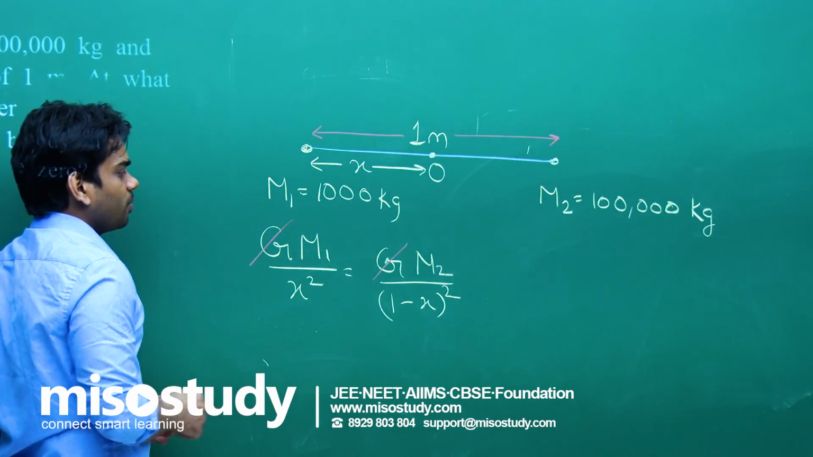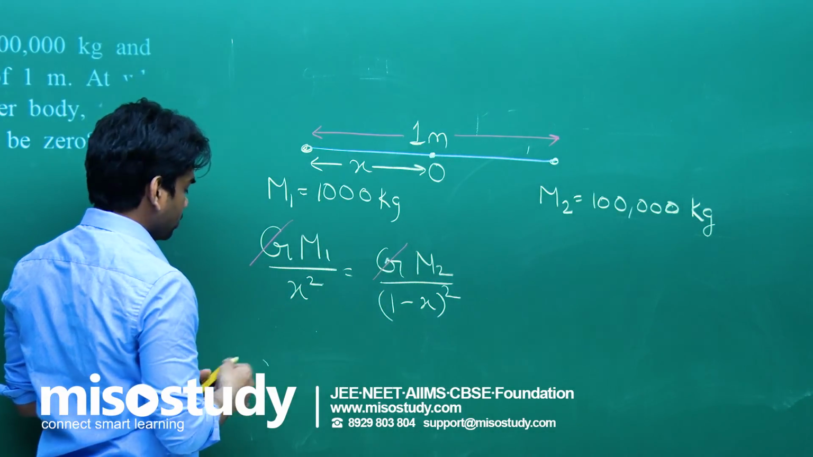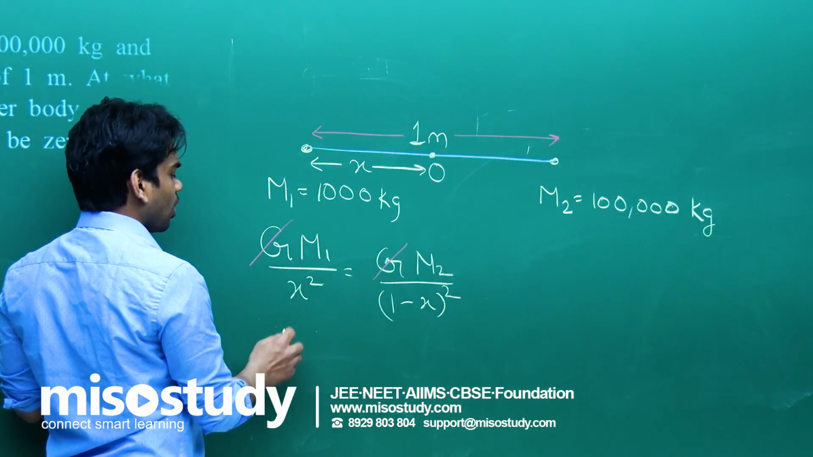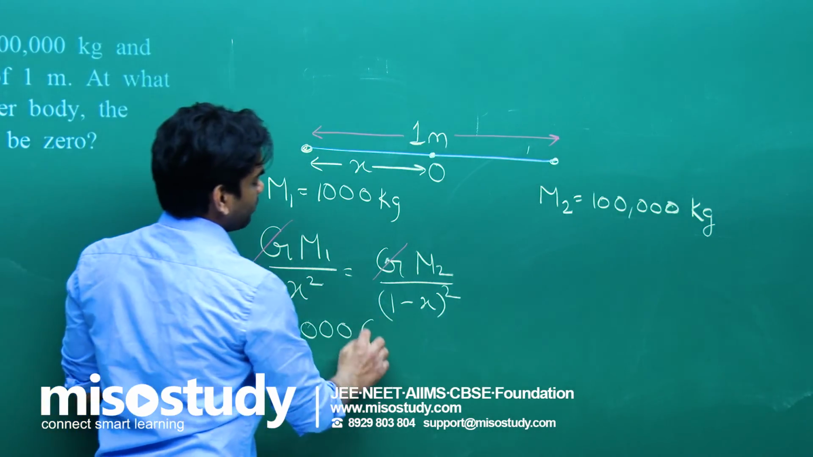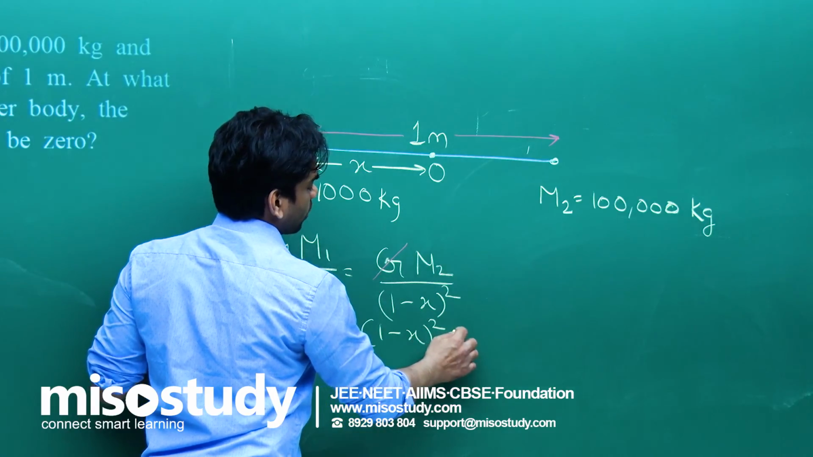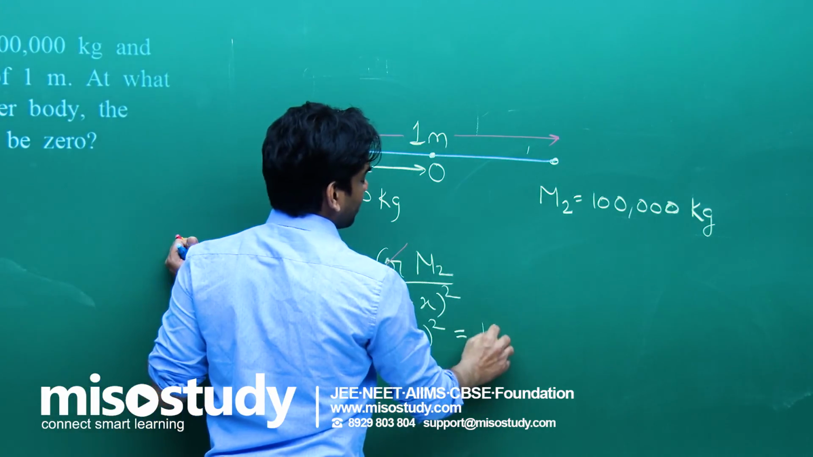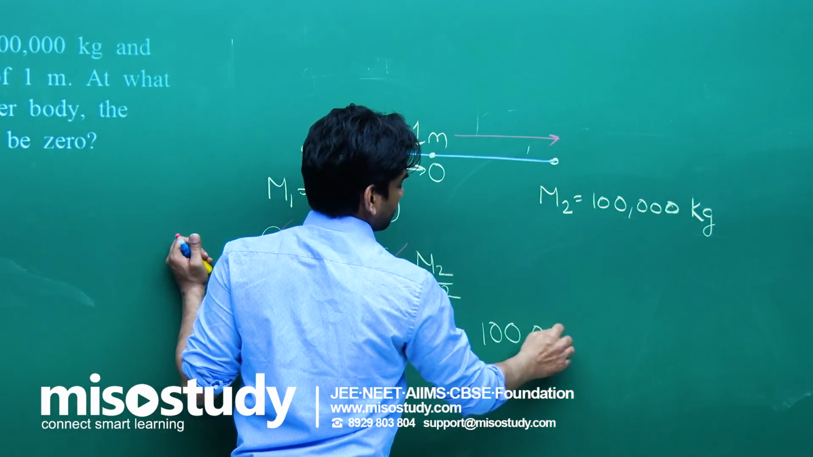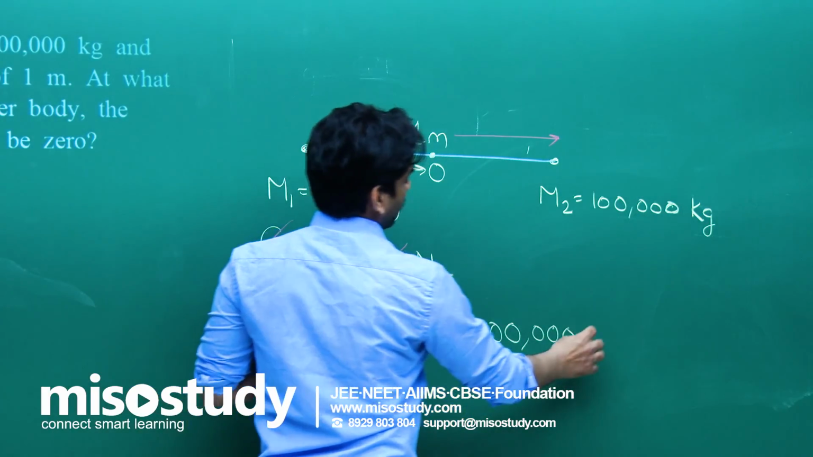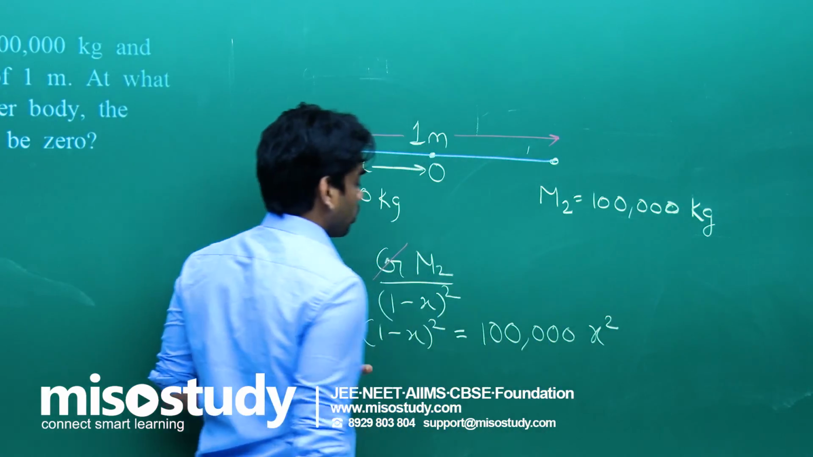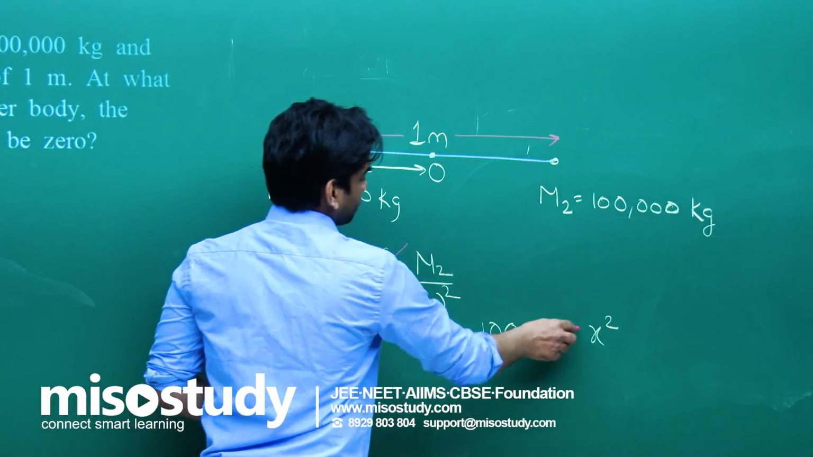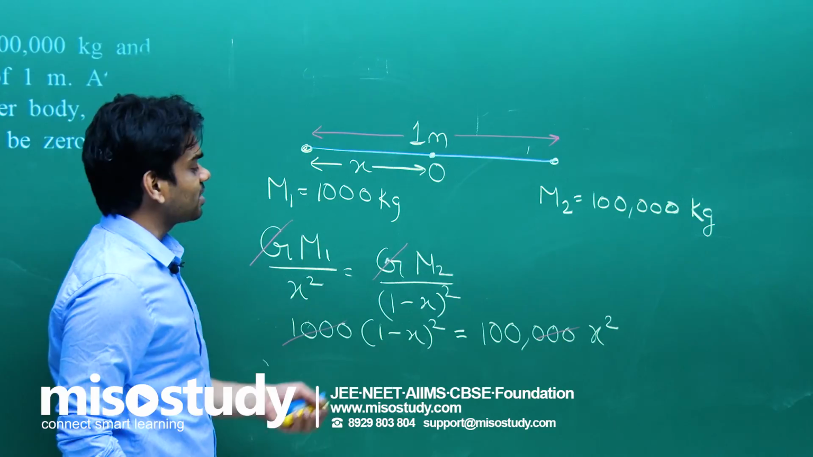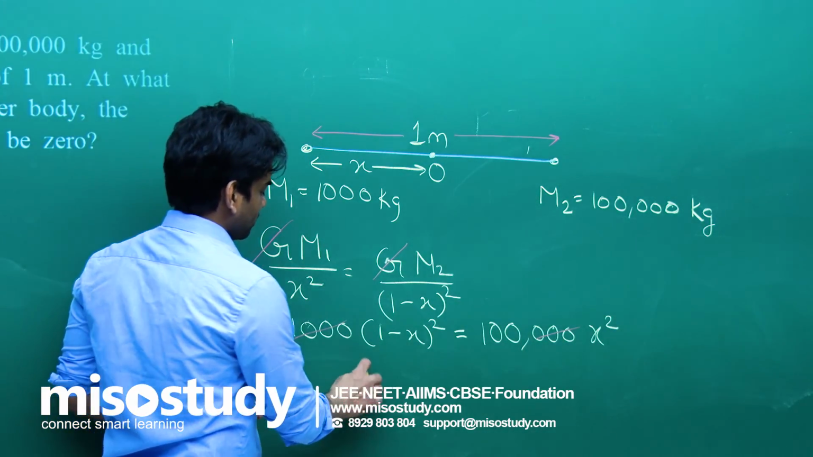Cancelled out, not a problem. M1 is 1000, M2 is 100,000. So you will be getting 1000 multiplied with (1 minus x) whole square is equal to M2, that is 100,000 multiplied with x square. This is what you will be getting. From here you see 30 will be cancelled out. You will be obtaining (1 minus x) square is equal to x square.